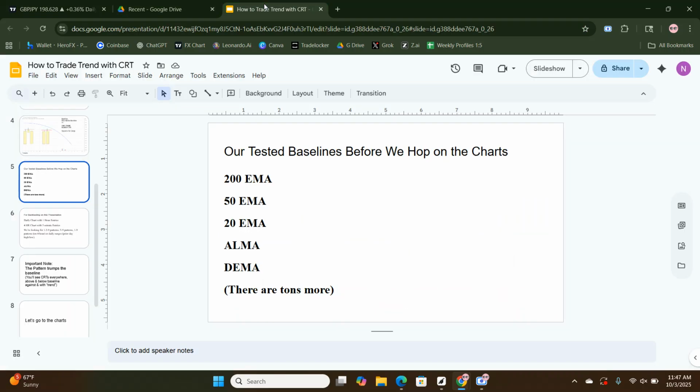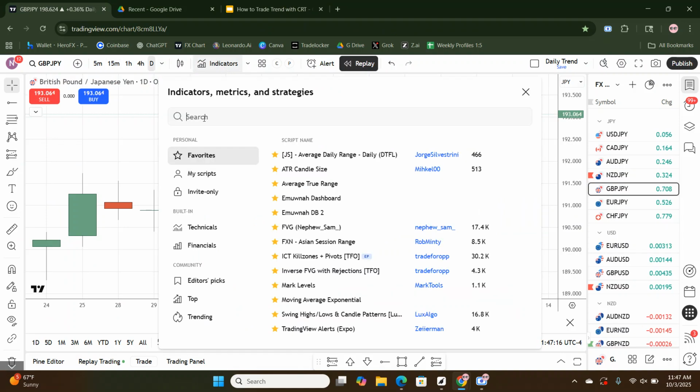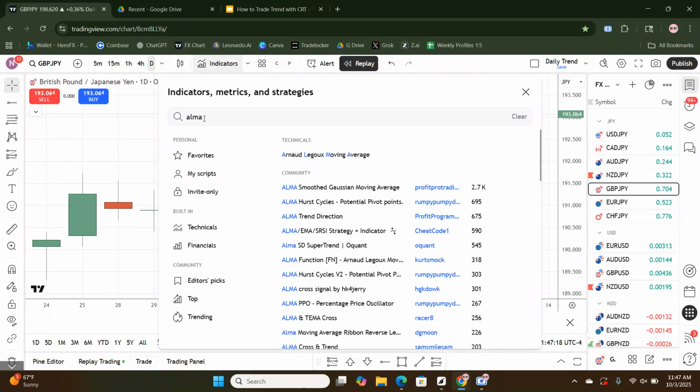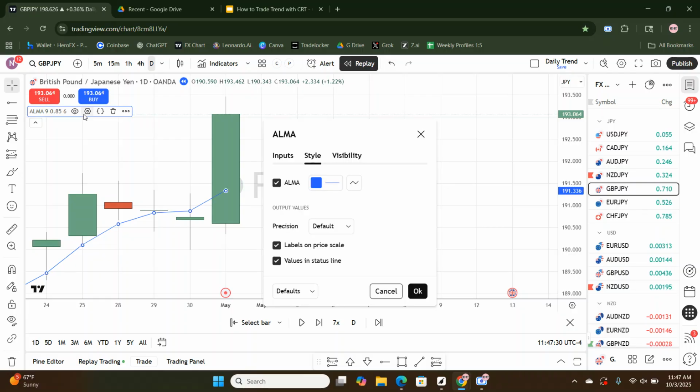Let's try another baseline now. Let's try ALMA. How do we get the ALMA? We go to indicators, ALMA. It is this first one here, Arnaud Legoux Moving Average. There you go. You can play with the settings on these other indicators as well, or all these baselines. It defaults to a 9.